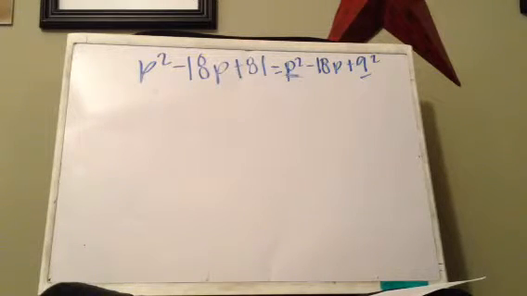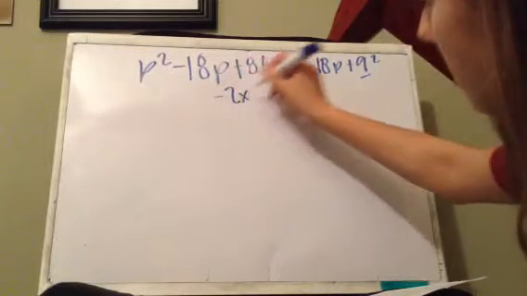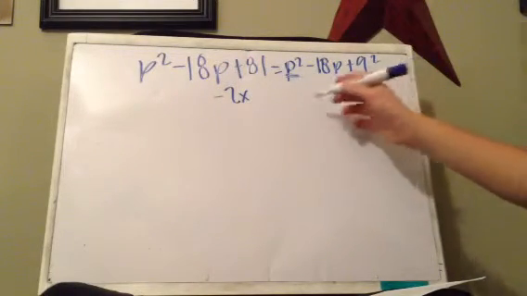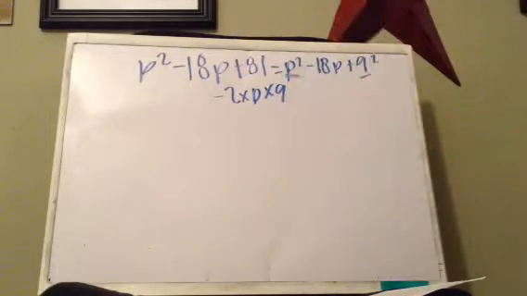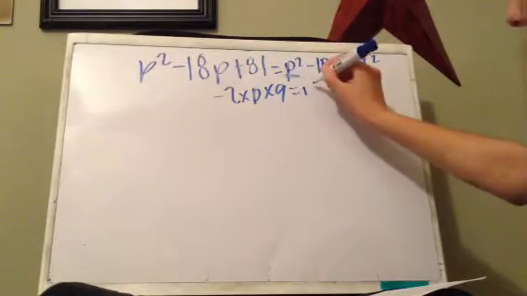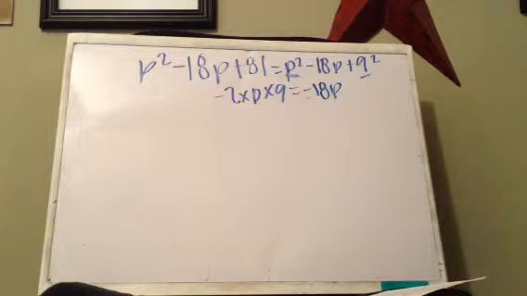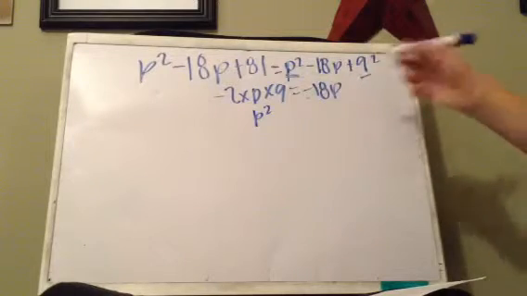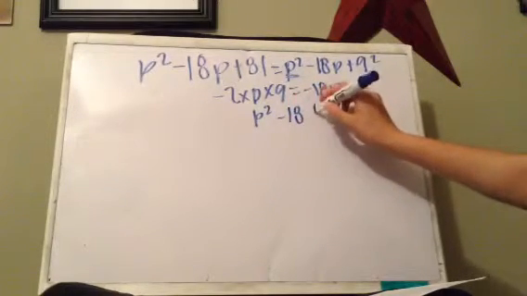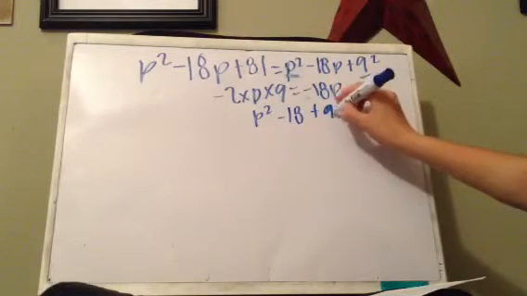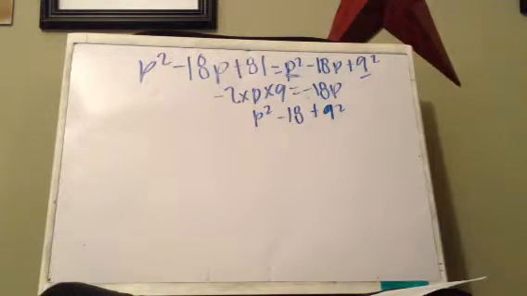So since the second term is negative 18p, and negative 2 times p times 9 equals negative 18p, then p squared minus 18p plus 9 squared is a perfect square, so we factor it like this.